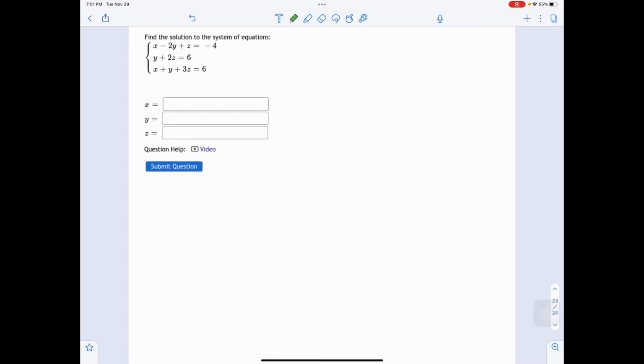So I'm going to first change this into a matrix, and we see we have x minus 2y plus z, that's 1x, negative 2y's, 1z, and this is equal to negative 4. Our next line is going to be 0 x's, right? We only have a y, so 1y and 2 z's, followed by a 6. And the last one we have 1x, 1y, 3 z's, and a 6.